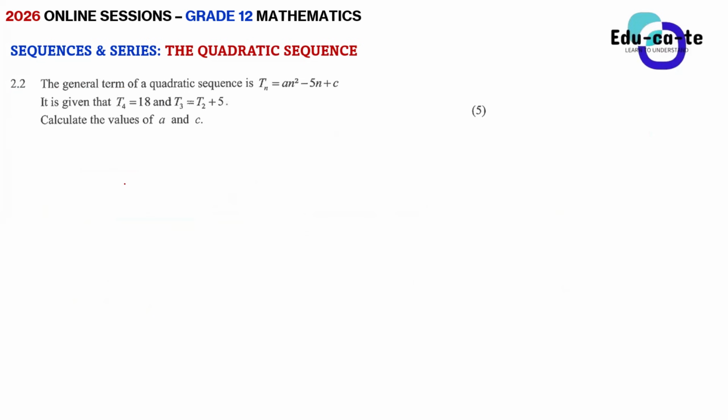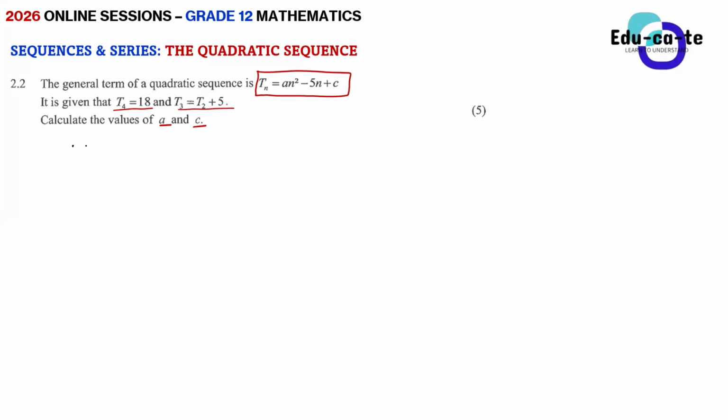The general term of a quadratic sequence is Tn equals an squared minus 5n plus c. It is given that term 4 is 18. Term 3 is equal to term 2 plus 5. Calculate the values of a and c. Let me give you 5 minutes to think.